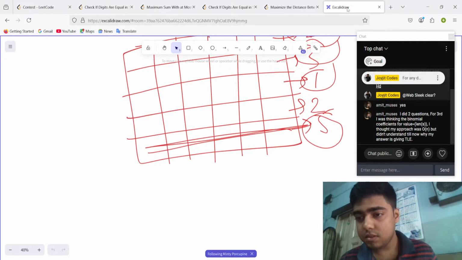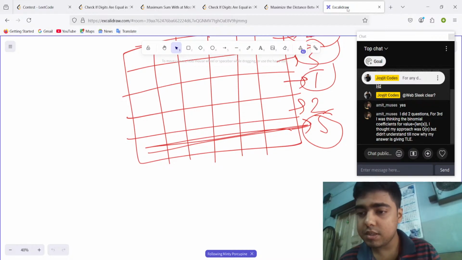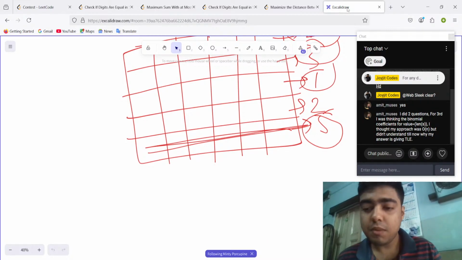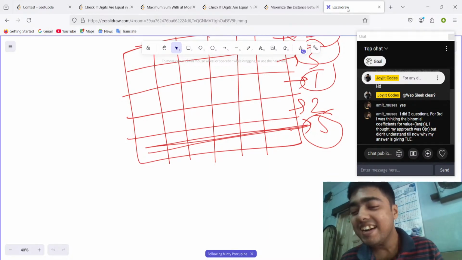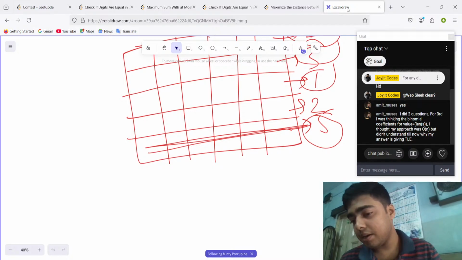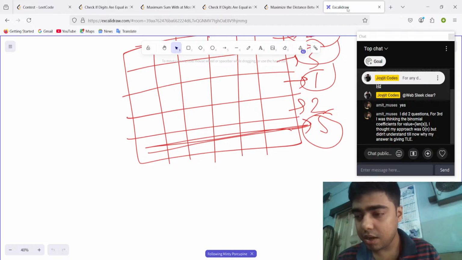I did the second question. For the third, I was thinking the binomial coefficients for the value of length I. I thought my approach was big O but didn't understand till now why my answer is giving TLE. Your answer is giving TLE, my answer is giving the wrong answer. We'll do it. Okay. Like I eliminated the TLE, but yeah, I'll explain what I mean.